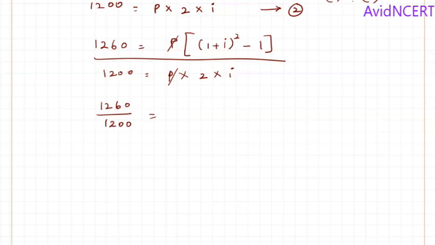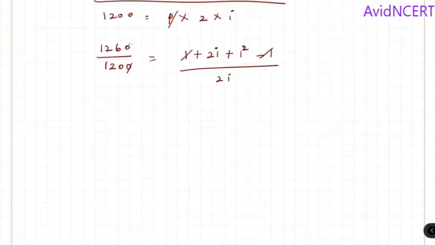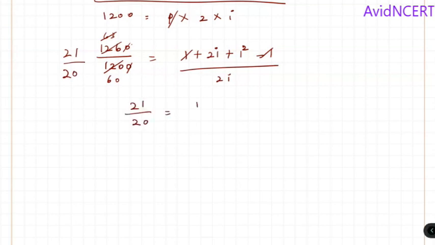Expanding this, (1 plus I) square equals 1 plus 2I plus I square, minus 1, divided by 2 into I, which is 2I. Plus 1 and minus 1 get cancelled, leaving 2I plus I square. The left side can be simplified further: 1260 by 1200 becomes 21 by 20. On the right side, I is taken as common outside, I into (I plus 2) divided by 2I. So I gets cancelled, leaving I plus 2 over 2.